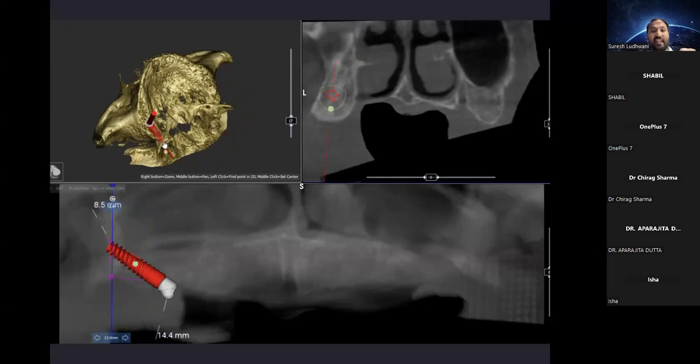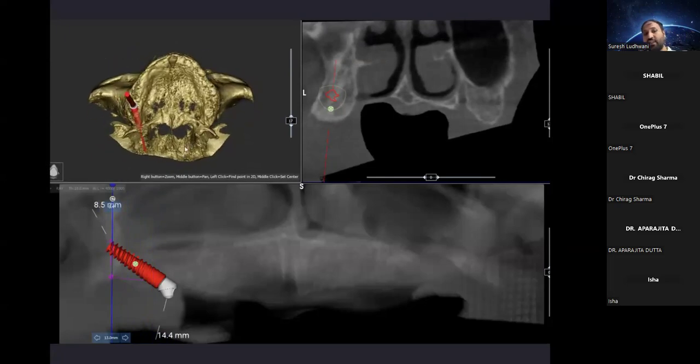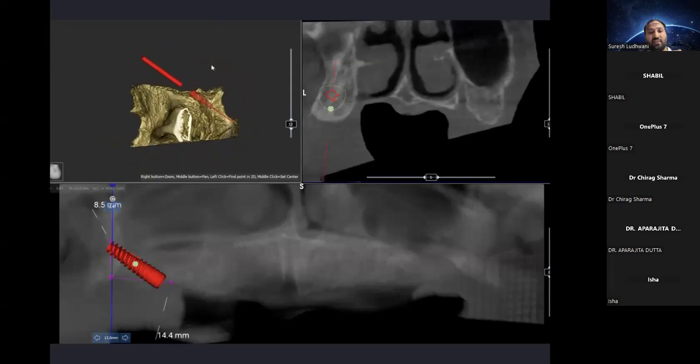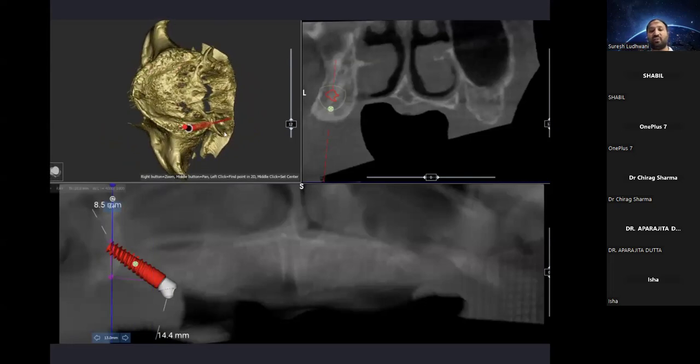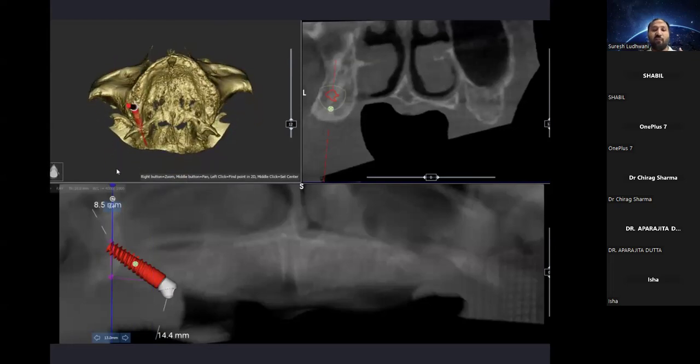Now you can see as soon as I've done the virtual planning and engaged the multi-unit of 45 degree, I'm getting a perfect emergence. Without the multi-unit, it would be almost at 45 degree, but as soon as I use the multi-unit, it is much better and more prosthetically rehabilitable. And everything should be done prior to the surgery. Everything should be planned prior to the surgery to make your life much easier.